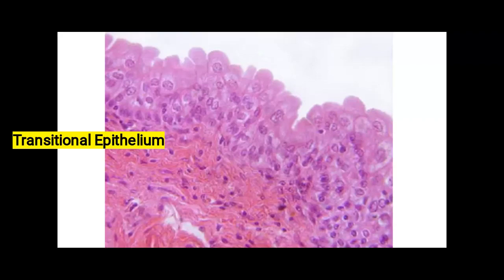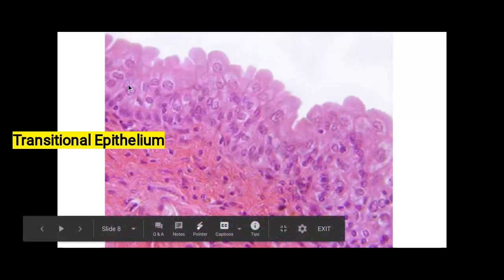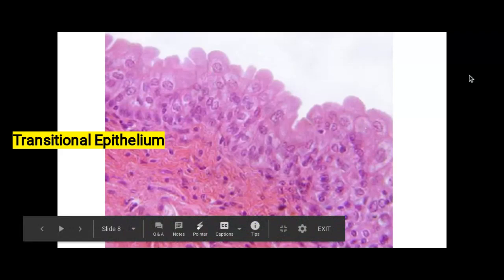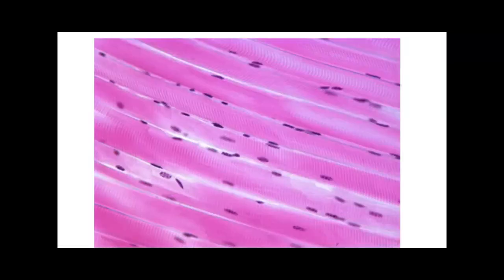Transitional epithelium. Transitional is found in the bladder. It has the ability to stretch and recoil back to its original shape without losing any kind of elasticity. The top portion here, these are kind of big fluffy cuboidal cells, and they get smaller as you go down. But this is transitional epithelium.